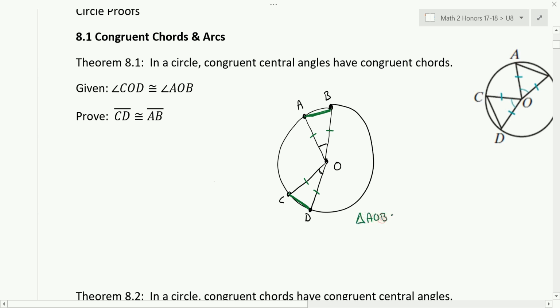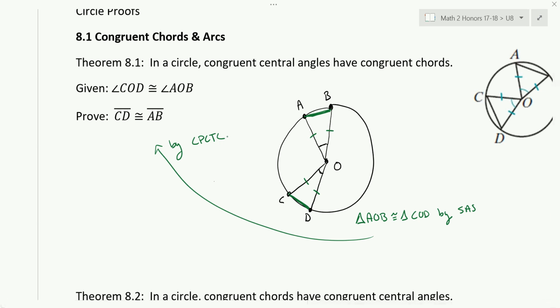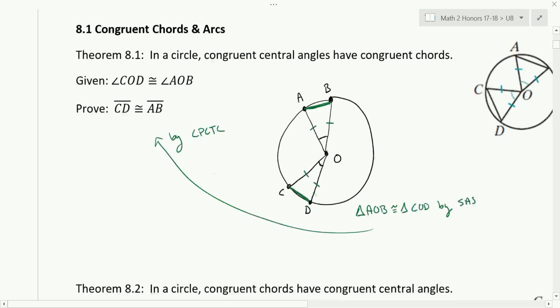Triangle AOB would be congruent to triangle COD. Why? Yeah. And then we get this right here by CPCTC. Right? Now again, we didn't write out the formal proof, but we see it, right? We've verbalized why that's true. And it comes back to our triangle proofs that we were doing back in Unit 3. But this is a statement we need to know about circles. We have congruent central angles, we have congruent chords.